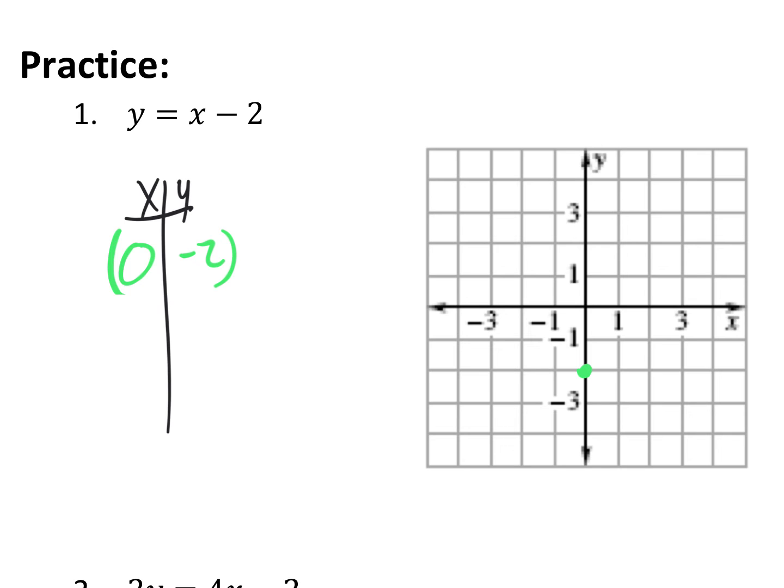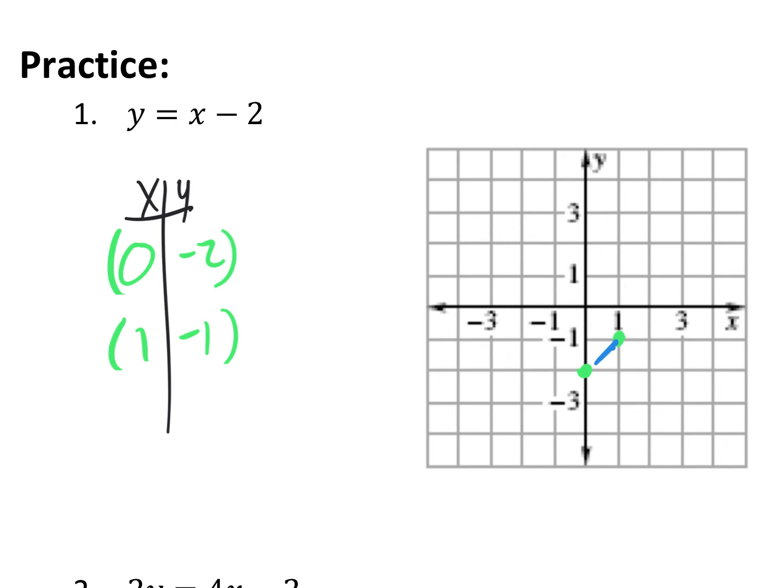Now we need another number. It could be any number you want. 1, okay. And when I plug in a 1 right there, what's 1 take away 2? -1. So that means 1 on the x, -1 on the y. From the origin, 1 on the x, -1 on the y. Put a dot right there. And you're done. There's your line.